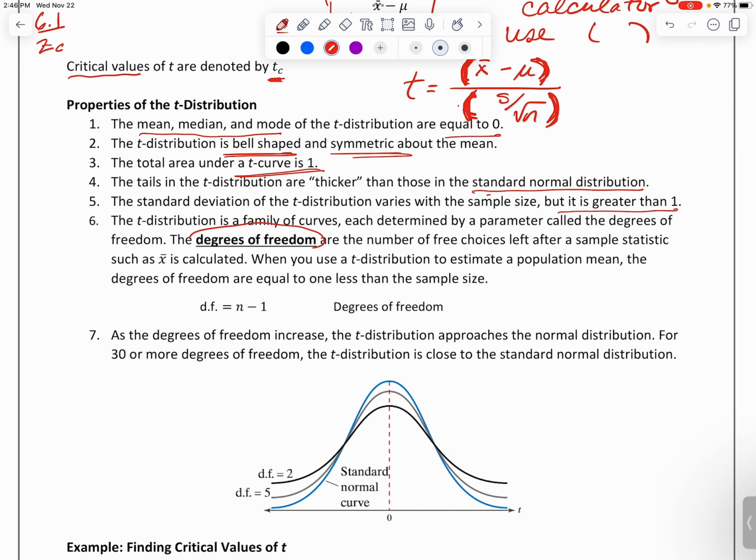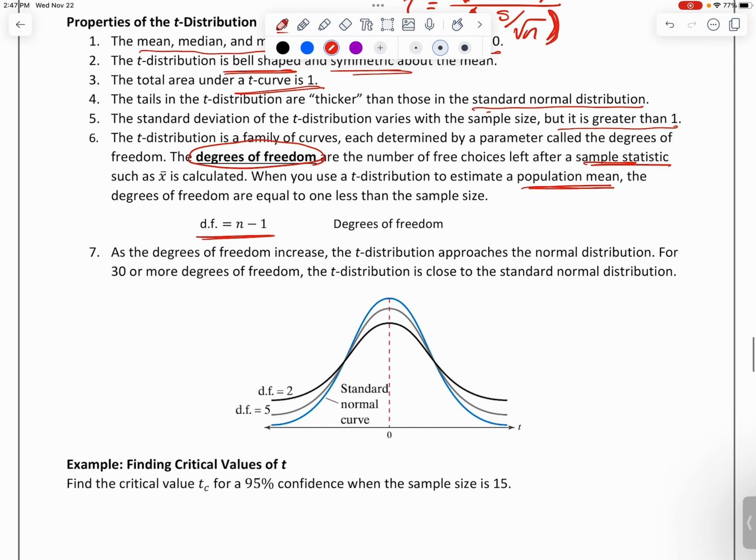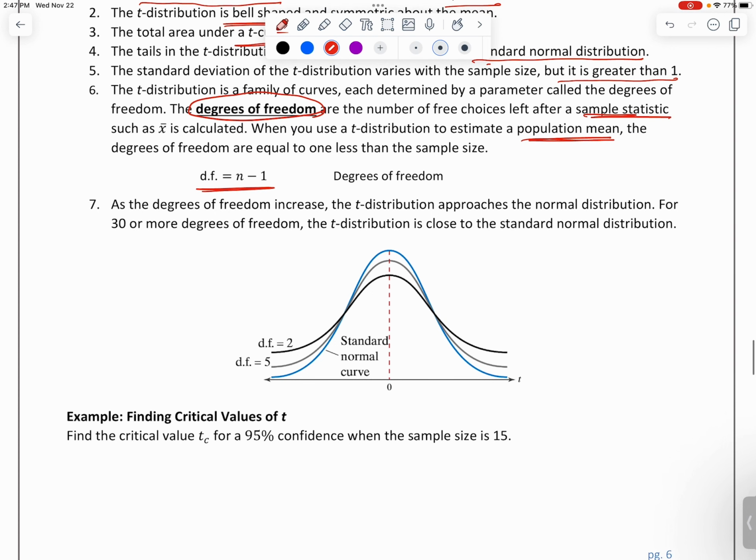One of the things we're going to have to determine is what the degrees of freedom are. The degrees of freedom just tells you that you're trying to take this sample statistic and apply it to the population. In order to do that, we need to use what's called the degrees of freedom, which is very simple to find. That's n minus 1. And as the degrees of freedom increase, the graph looks closer and closer to a standard normal.